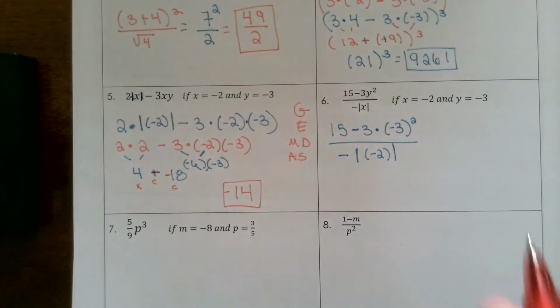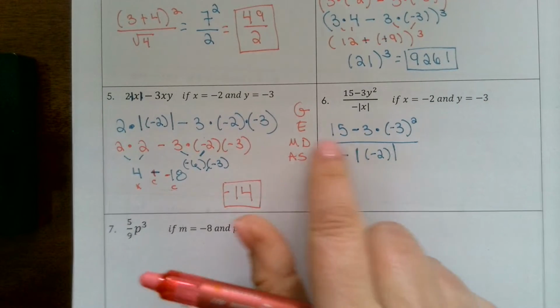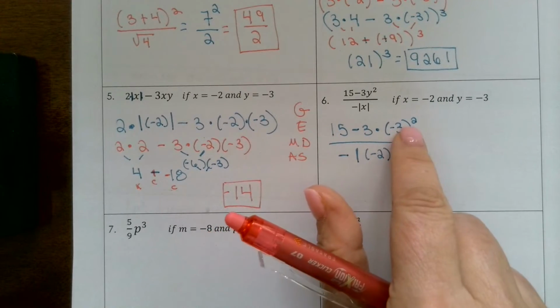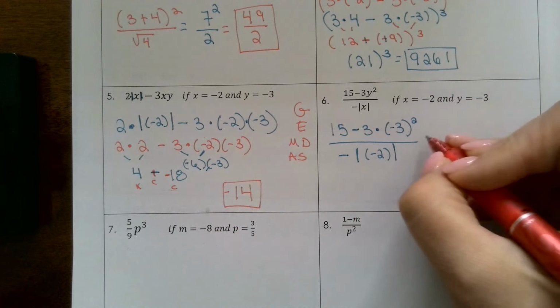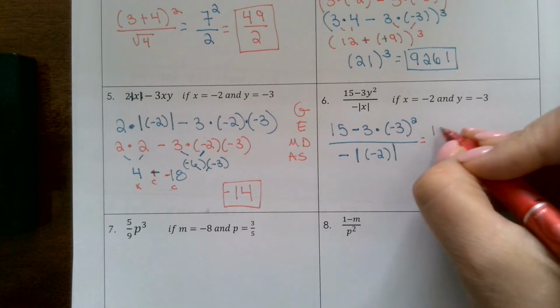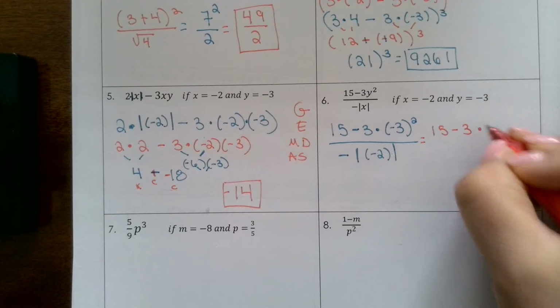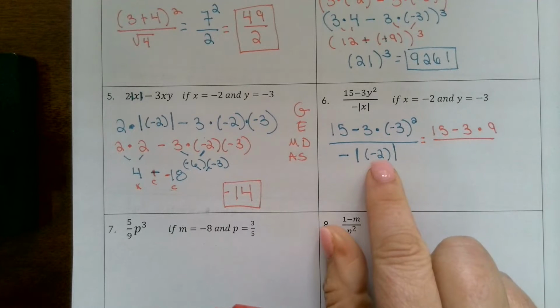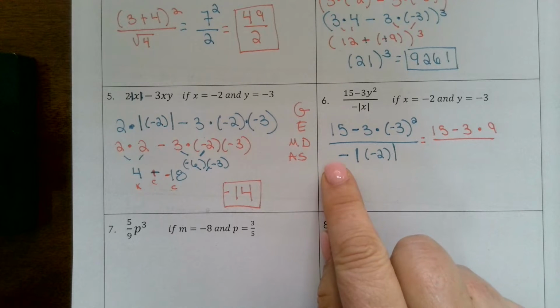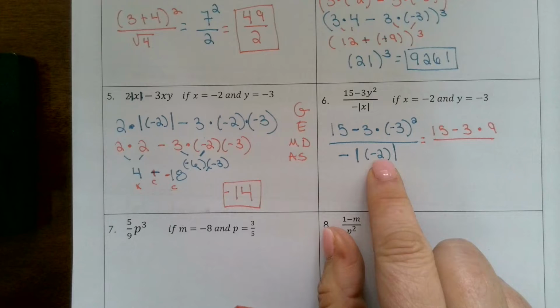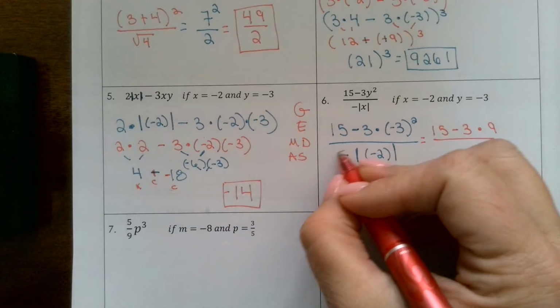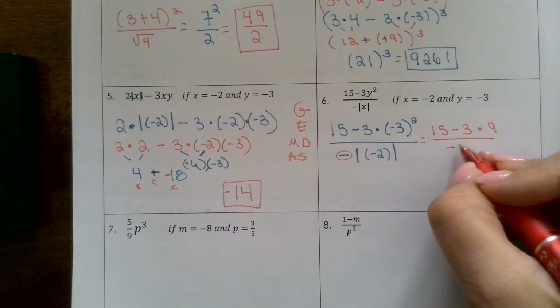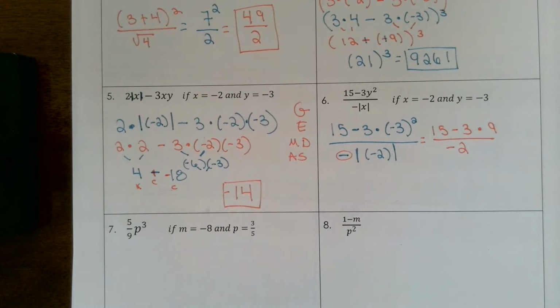Let's see what I have in the numerator. Looking at grouping, I don't have any grouping here. I do have parentheses, but it's with an exponent, so I will evaluate that first. 15 minus 3 times -3 times -3, which is 9. And then I need to say to myself, how far is -2 from 0? Well, it's 2 spaces, but I need the opposite of whatever that absolute value is. So because this is 2, the opposite, -2, is your value in the denominator.